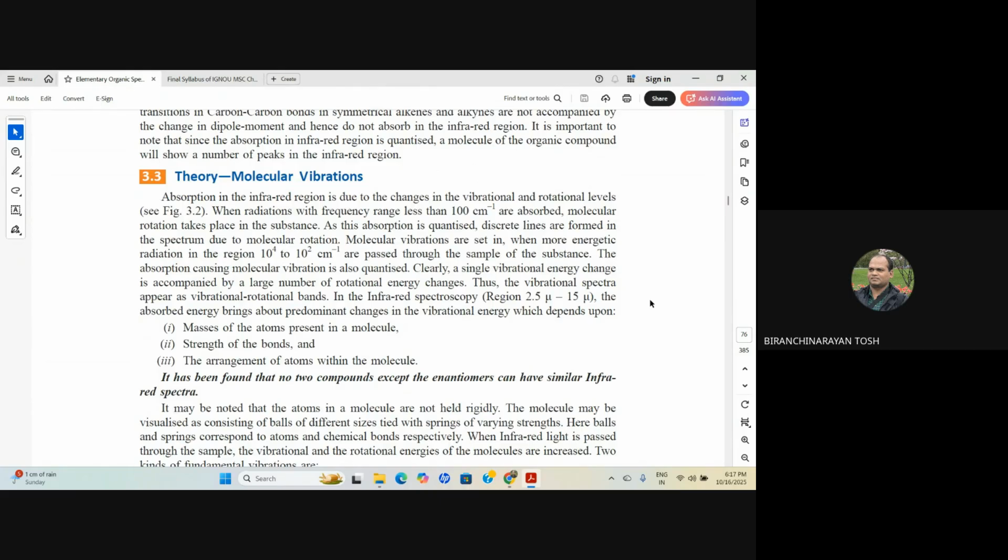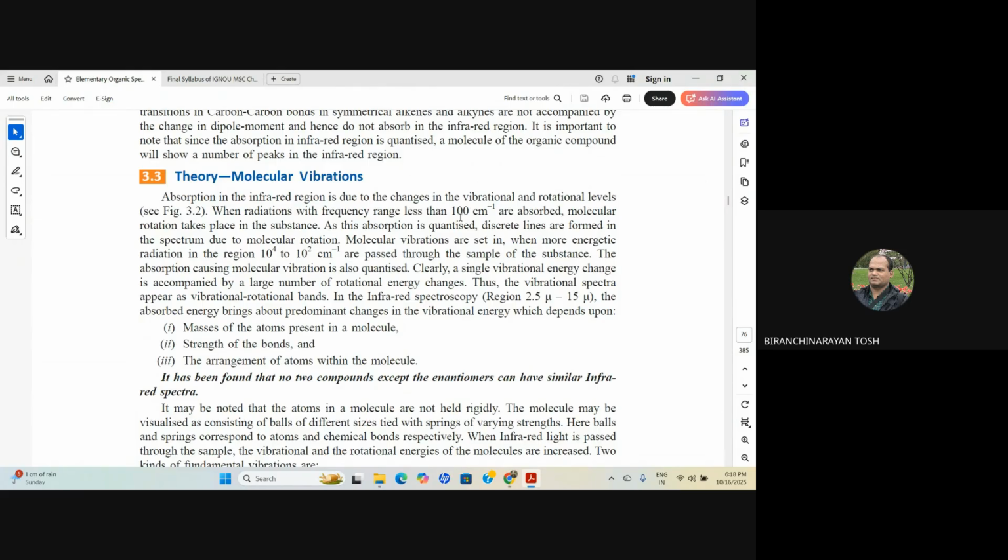So these vibrational and rotational bands will be formed. The absorption in the infrared region is due to change in the vibrational and rotational levels. When radiation with frequency less than 100 centimeter inverse is absorbed, molecular rotation takes place in the substance, because the infrared region is from 4000 centimeter inverse to 667 centimeter inverse, but here it is less than 100 centimeter inverse. We can write it as frequency also, because 1 by lambda is equal to nu by c.